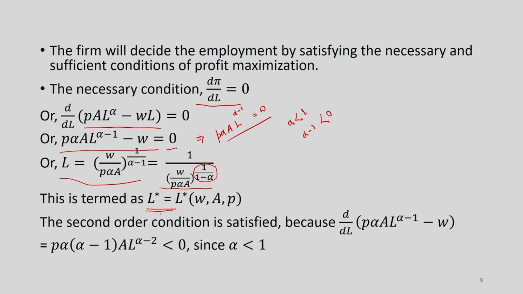This is the optimal employment level of the producer. As you can see, it is a function of many parameters, principally w, capital A and p. So, these are the parameters of interest.